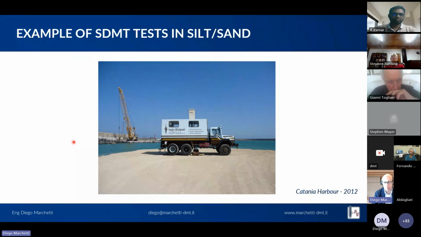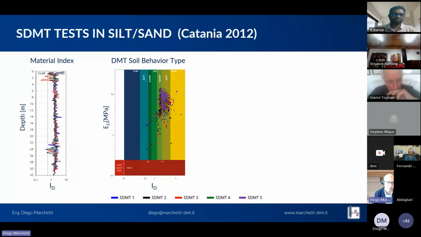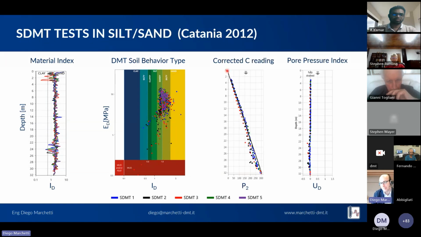So to show an example, here we are in a test site that was classified as a silty sand, mainly with some layers also of silt and maybe some silty clay also. But the tests were performed every meter, in this case, since the C reading requires some time, so we decided to do it only every meter in 5 tests, and they very nicely showed the hydrostatic line with the known water pressure at about 1 meter. So UD was equal to 0, indicating a fully drained behavior of this silty sand.